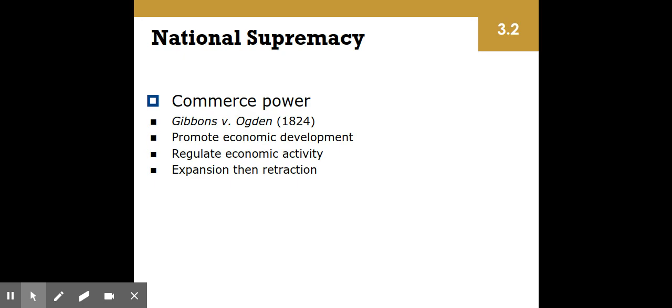Also, regulating economic activity. There's an argument, especially in the case of pollution, why the federal government should have national supremacy, because one state has lots of air pollution and maybe doesn't care about it, but that pollution is obviously going to float over other states.